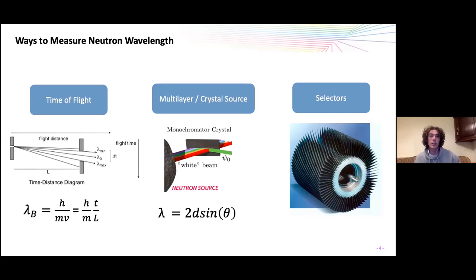And basically, the multilayer crystal sources can be seen as Bragg diffraction. As in Fella's work, I don't really need to explain it twice. But the main relationship to the wavelength is 2d sin theta.